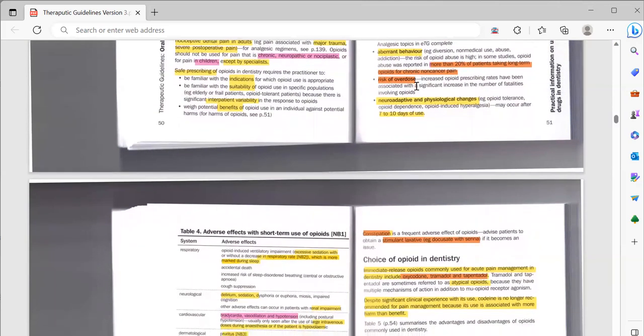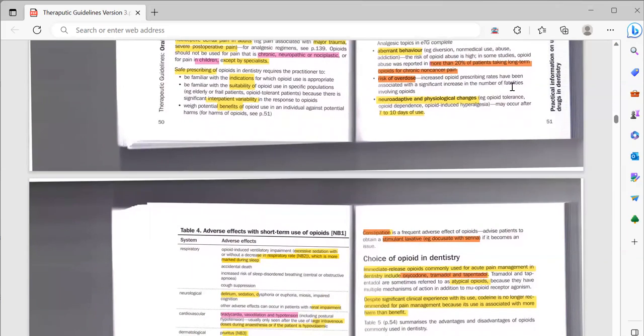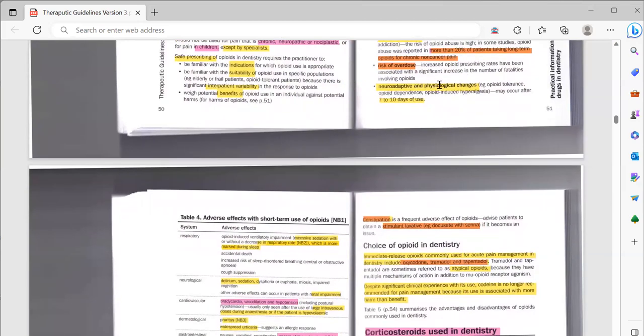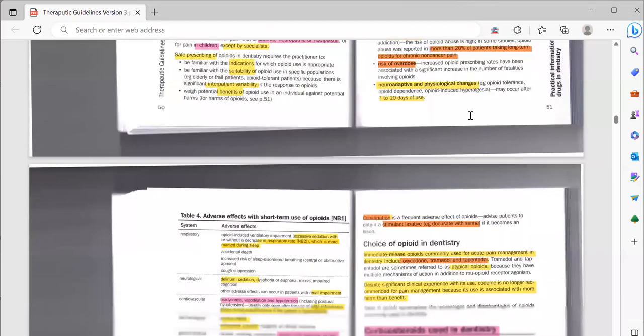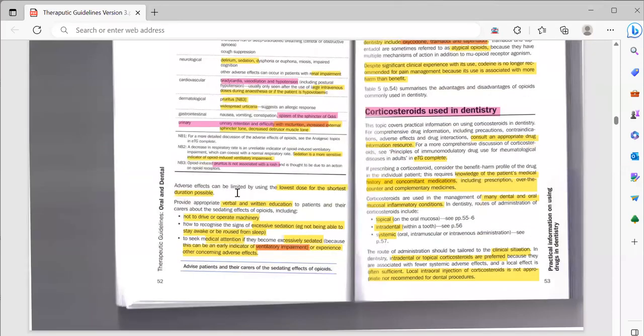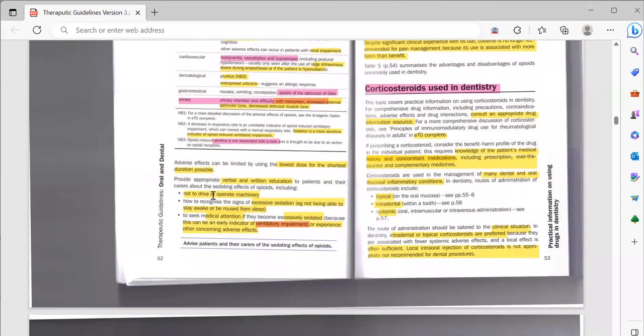Then there is a risk of overdose, because increased opioid prescribing rates have been associated with an increased number of fatalities involving opiates, and neuroadaptive and physiological changes. Sometimes the body becomes dependent on the opiate and that dose stops acting on the body, so that can also occur. Adverse effects can be limited by using the lowest dose for the shortest duration possible.